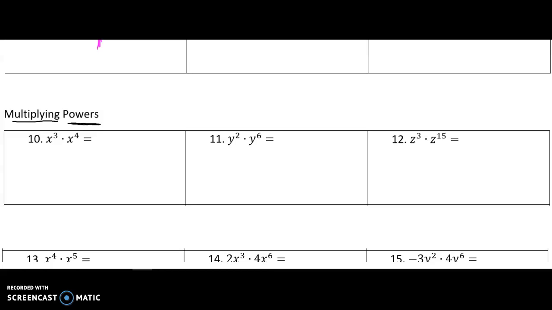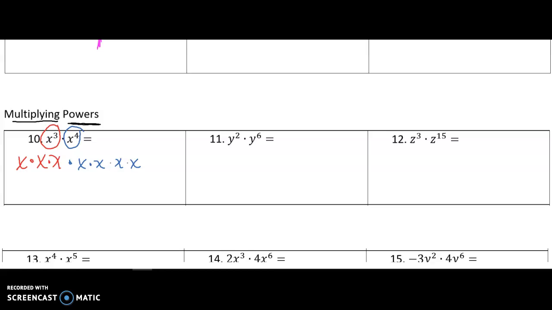Let's go ahead and do number 10. X to the 3rd times x to the 4th. This is where we really got to practice our rules. Technically, x to the 3rd is x times x times x, because x to the 3rd tells us we have x 3 times. Now let's look at x to the 4th. Now we're multiplying x to the 4th. So I got x times x times x times x. I have x 4 times. That's what x to the 4th tells me.